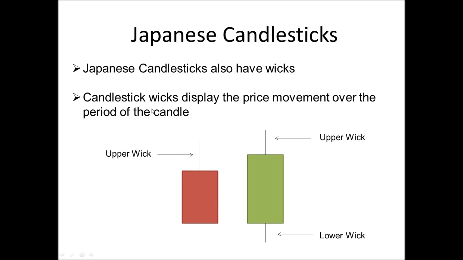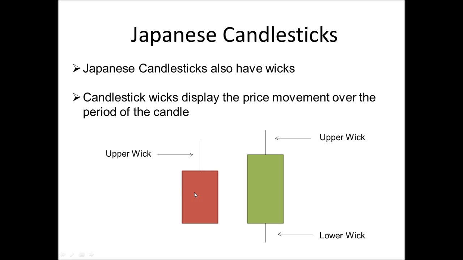Japanese candlesticks also have wicks. Candlestick wicks give additional detail to price movement over the period of the candle. So if we look at this first candle, we have an upper wick, a wick above the body. Our second candle has an upper and a lower wick, the lower wick being below the candle body.